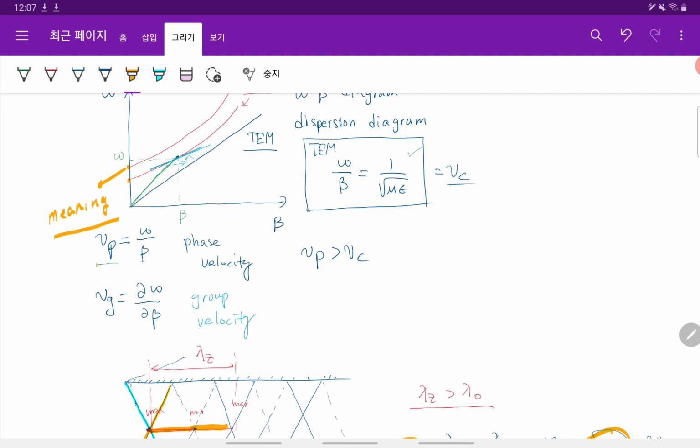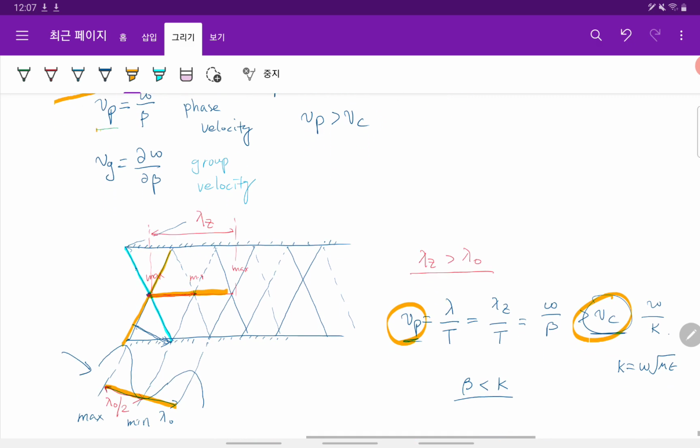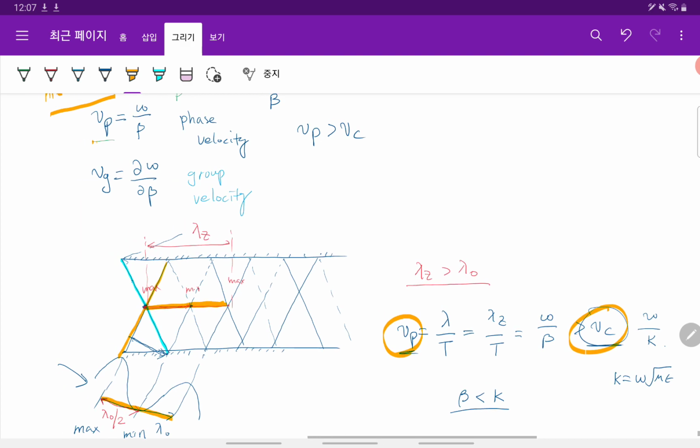It also corresponds to this one. This slope is larger than this slope, right? So this is corresponding, and this is the way you understand it. All right, so let's wrap up.